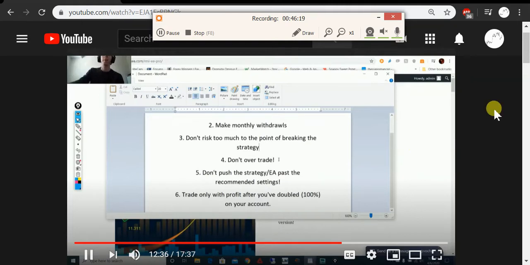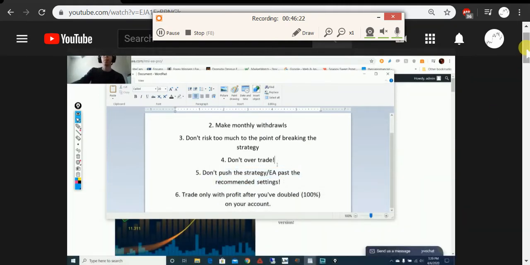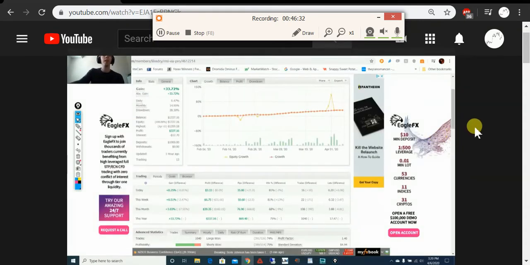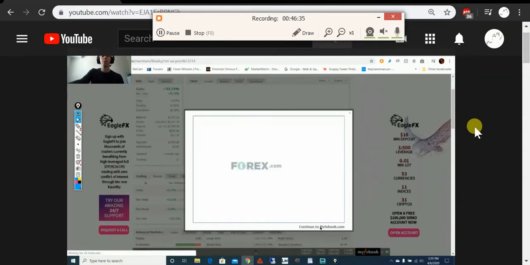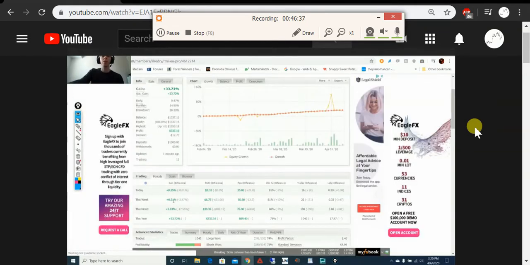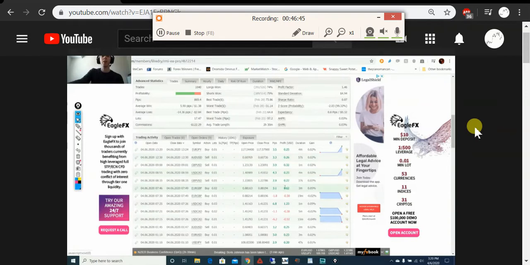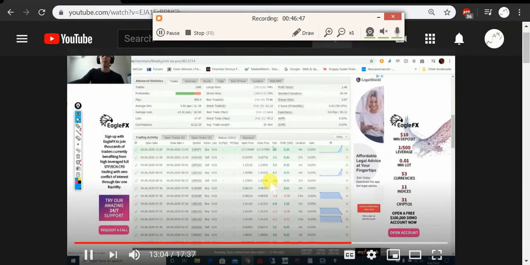Okay, come on. Number 4. Number 5, don't push the strategy past the recommended settings. I see this even happening with my RMI EA Pro, where people are thinking, oh, well, it's so profitable, and the strategy is so great. And I've had a bunch of trades this week, 22 trades this week with a 50.5% gain already with 50 pips. And people think, oh, well, it's profited 1, 2, 3, 4, 5, 6 times in a row. Why can't I? Okay, now what's really weird here is the robot I'm running trades 1Ks and it stacks up.